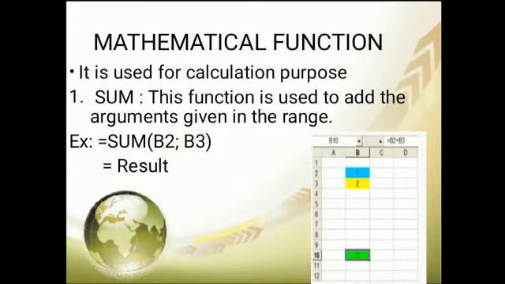First one is mathematical function. It is used for calculation purposes. First one is SUM. This function is used to add the arguments given in the range. For example, if you want to add any two numbers, first you have to put the equal sign and then type SUM, and in the bracket you have to give the range and it will display the result.